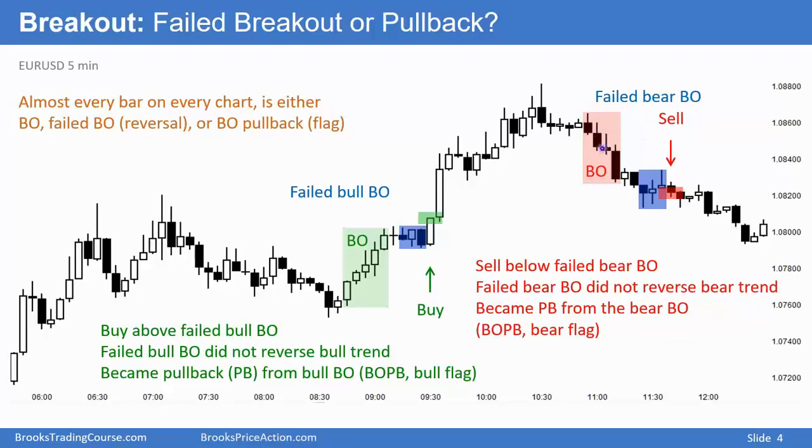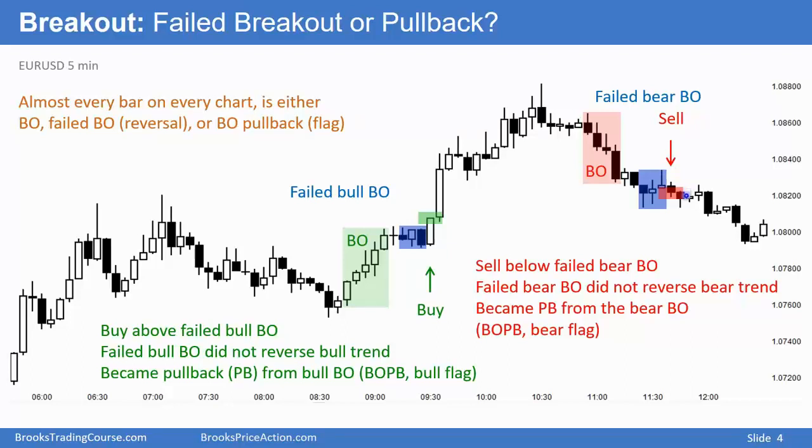Bears are hoping the opposite. They're hoping that the bear breakout will succeed and lead to a measured move down, or at least low enough down to make a profit. We tried to reverse up. The bulls are trying to make the bear breakout fail. The bears are betting the bear breakout will be successful.